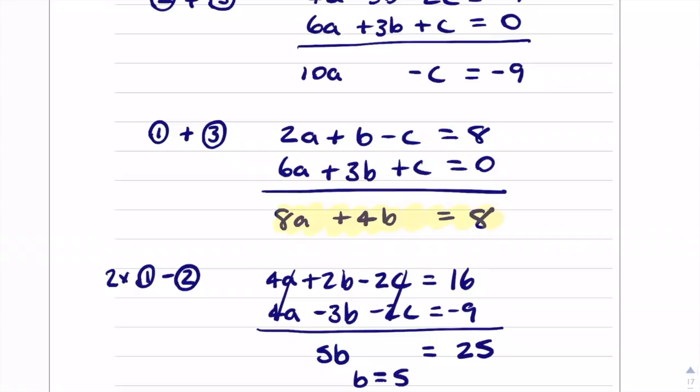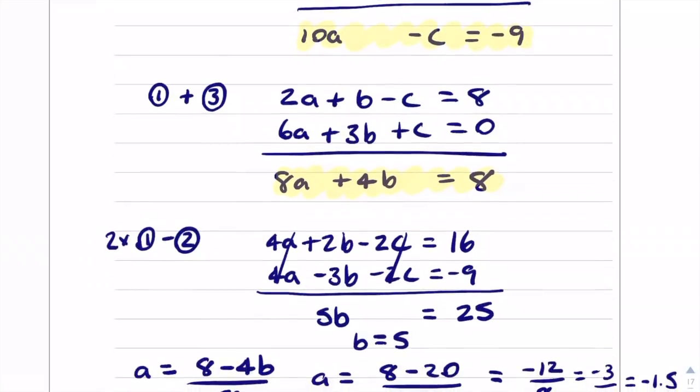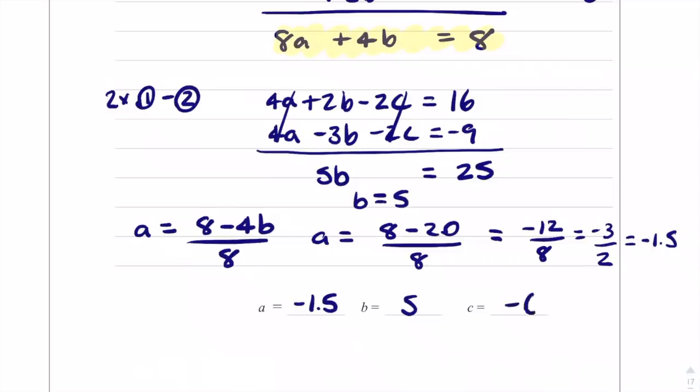And then to work out c, we can just use this first equation we worked out. So if I write it up here, it's going to be c is equal to 10a plus 9. Where a is minus 3 over 2. And 10 times minus 3 over 2, well, that's going to be doing 10 divided by 2, which is 5, and then 5 times minus 3, which is minus 15. So c is minus 15 plus 9. So c must be minus 6.